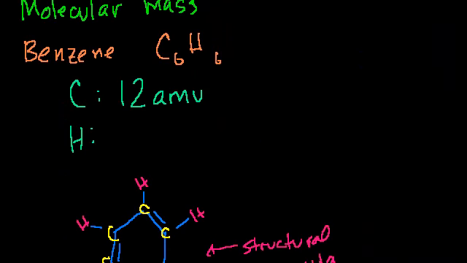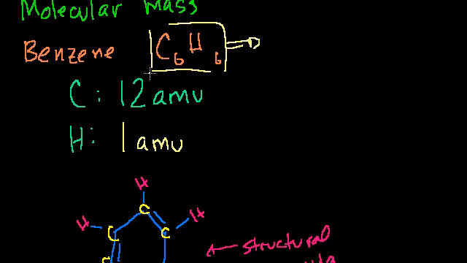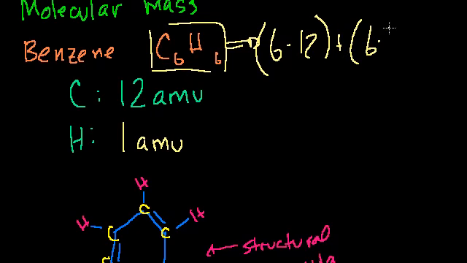If it had any neutrons in it, it would have been at least an atomic mass of 2, but hydrogen has an atomic mass of 1 atomic mass unit. So what is the mass of one molecule of benzene? Well, it's 6 times the carbon mass, so 6 times 12, plus 6 times the mass of hydrogen, plus 6 times 1. So 6 times 12 is 72, plus 6 times 1, plus 6 is equal to 78.